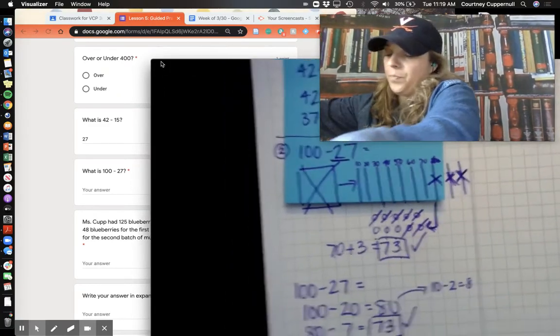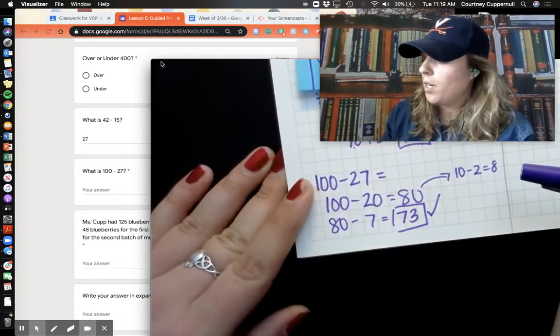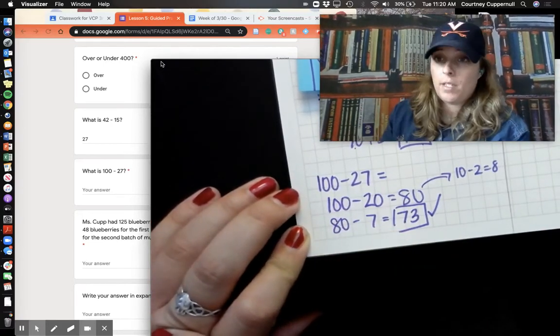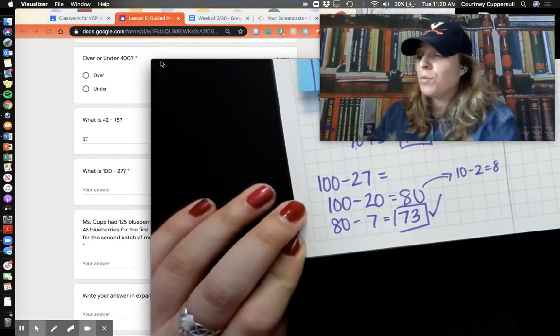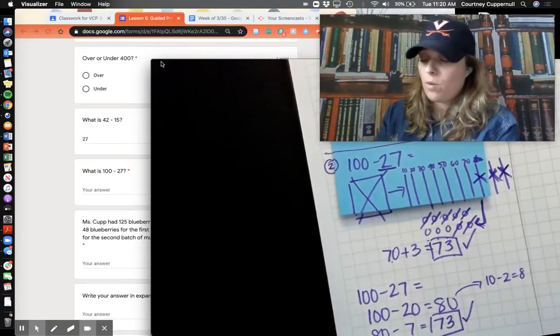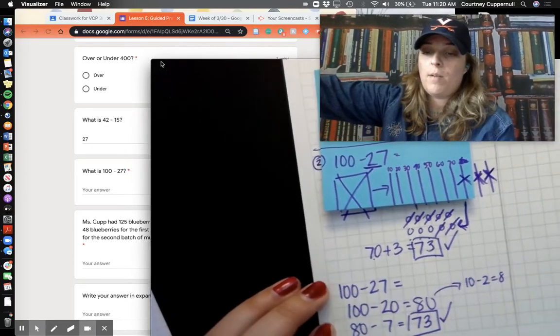So the way to do this in number sentences that I did at least was 100 minus 27, right? That's the problem we're solving. So first I broke it apart into its place value. So similar to what I did with the blocks, right? I broke it apart into its place value. I took the tens away first, then I took away the ones. I'm going to do the same thing with my number sentences here if I can figure out how to make my camera be a little straight.